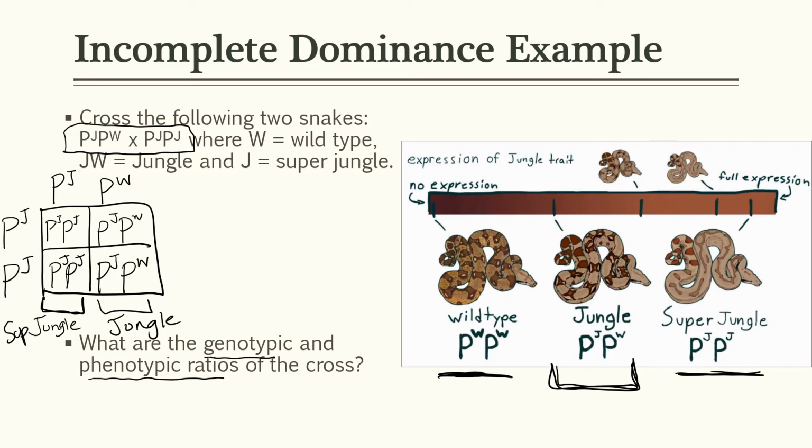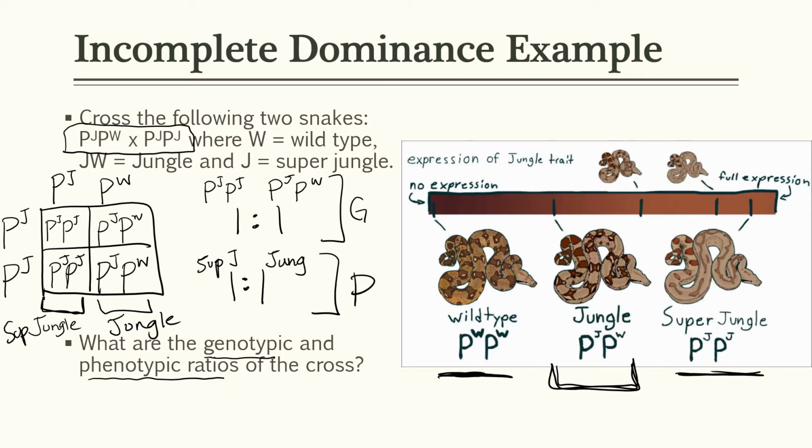So what's my genotypic ratio? Well, it's going to be a 1-to-1 ratio of that super jungle to jungle. This will be for genotype. And then my phenotypic ratio is also going to be 1-to-1 because I'm going to have 2 super jungles and 2 regular jungles. So when I reduce that number, it's 1-to-1. So I'm going to have super jungle and just regular jungle. And that's my phenotypic ratio.